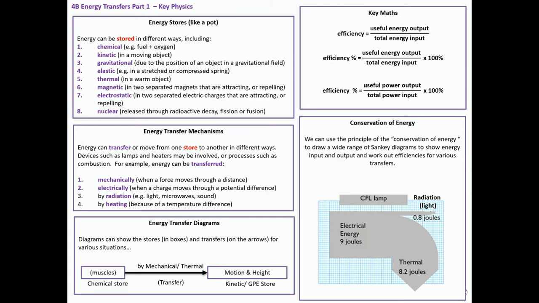Okay, so we're looking at iGCSE introductory topics. So it's 4B, energy transfers part 1. So basically we're looking at the energy stores. You've got to learn all the stores. So they're like little pots where the energy is going. So we're looking at chemical, kinetic, gravitational.